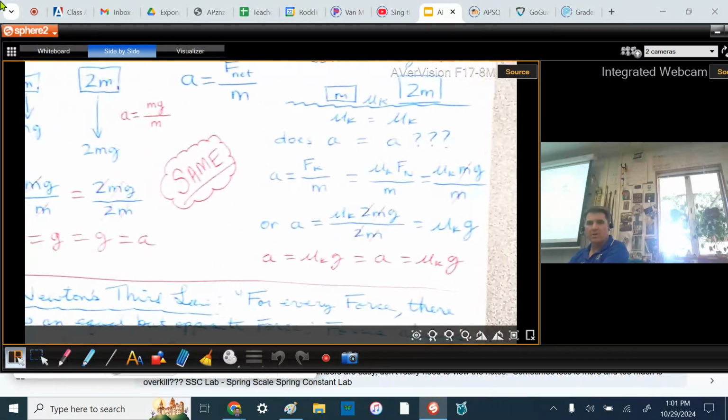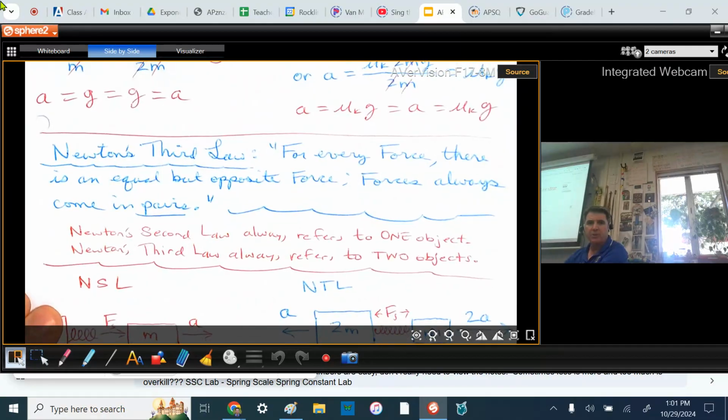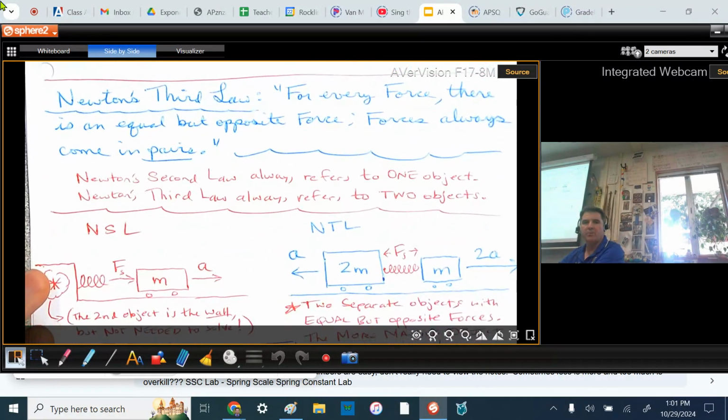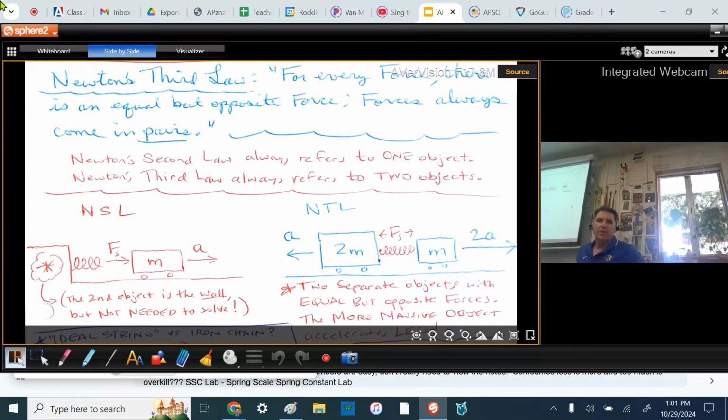Newton's third law says that for every force, there's an equal but opposite force, and additionally, forces always come in pairs. Let me show you an example comparing Newton's third law to Newton's second law. Newton's second law refers to one object, while Newton's third law always refers to two objects. On the left, this is a wall with a spring, and the spring gives a force to the mass, causing it to accelerate. If you're going to think about Newton's third law, the second object would actually be the wall.